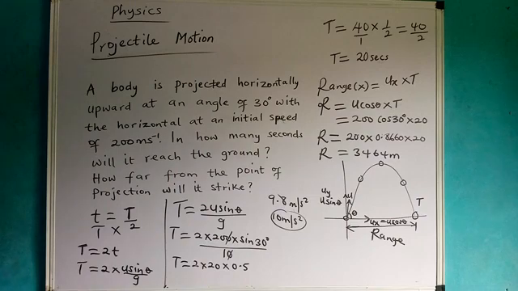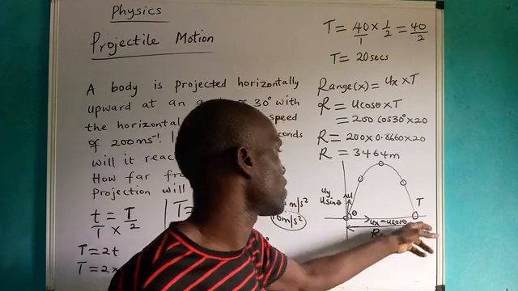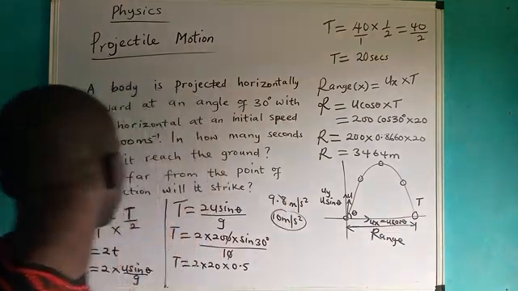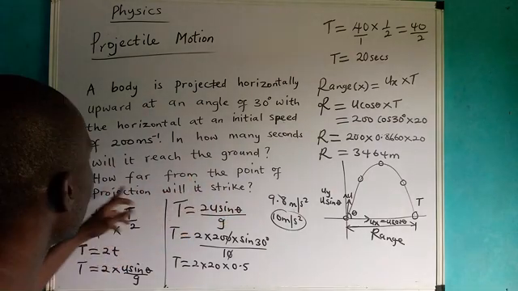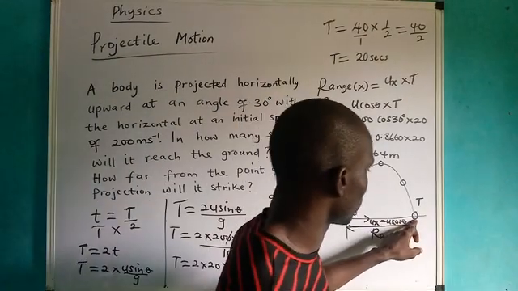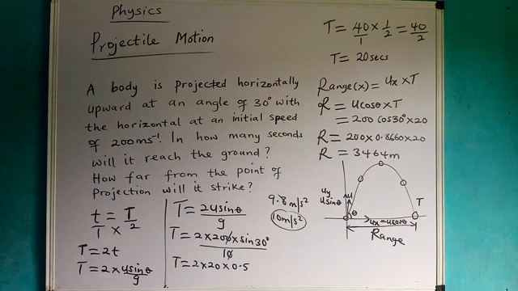Meaning the distance from the point of projection to the point where the body strikes the plane again. That's what they asked us to do. How far from the point of projection will it strike? Meaning from this point to this point. Okay, that's all about this one. I think we understand very well, and we can move on to the next question. We have much to solve. I can now proceed to the next question.